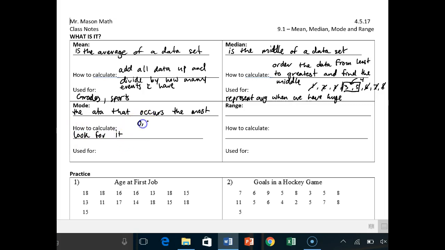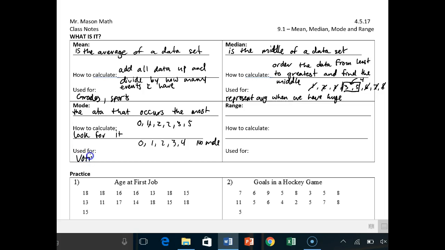For instance, 0, 1, 1, 2, 2, 3, 5. 1 and 2 would be the modes. You could also have no mode. Like if I had 0, 1, 2, 3, 4, there would be no mode here, right? So it's possible for both.